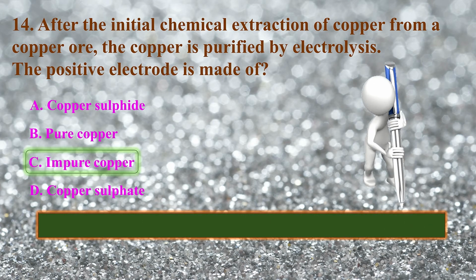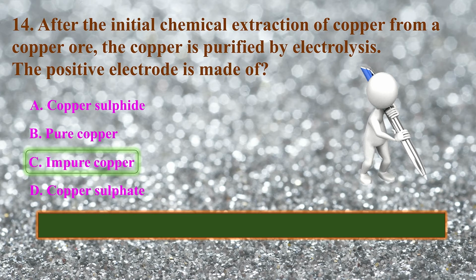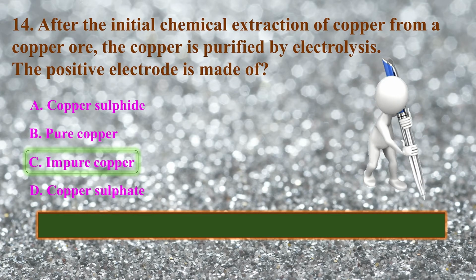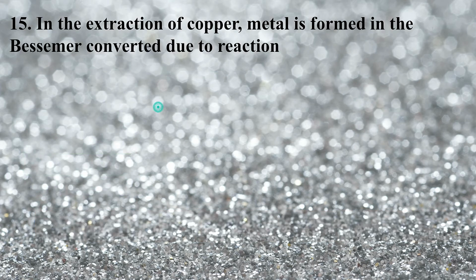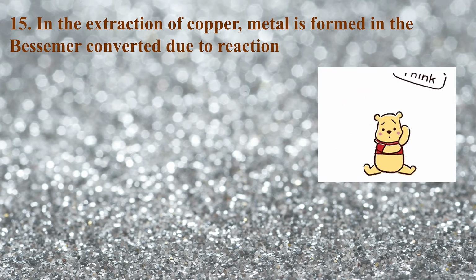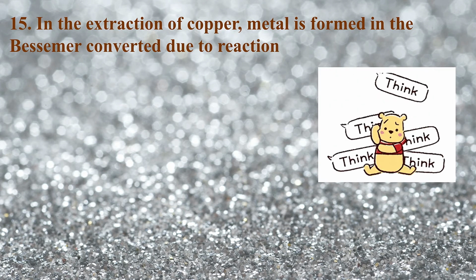And the correct answer is impure copper. Anode is made of impure copper, which is converted into pure copper. Next question is, in the extraction of copper, metal is formed in the Bessemer converter due to the reaction? You have to identify the reaction which will form copper in Bessemerization.